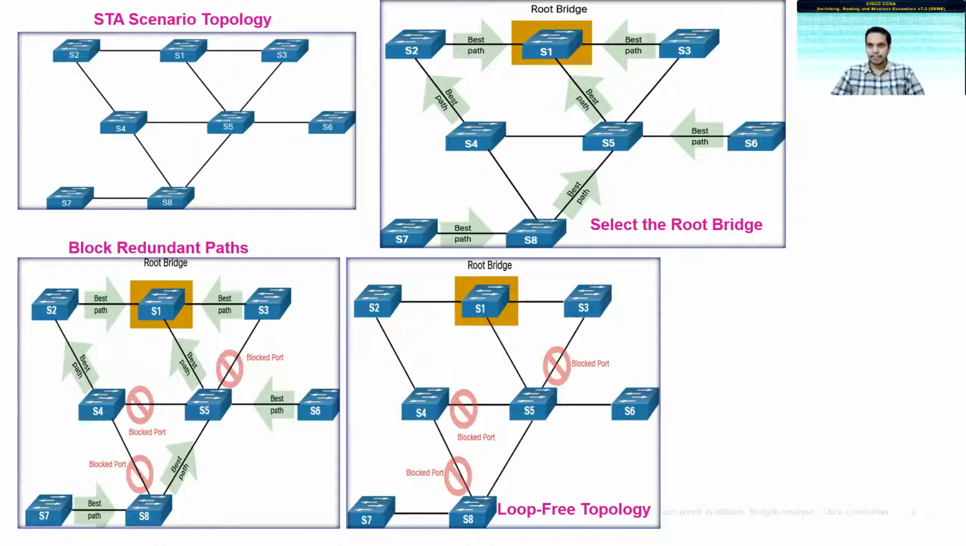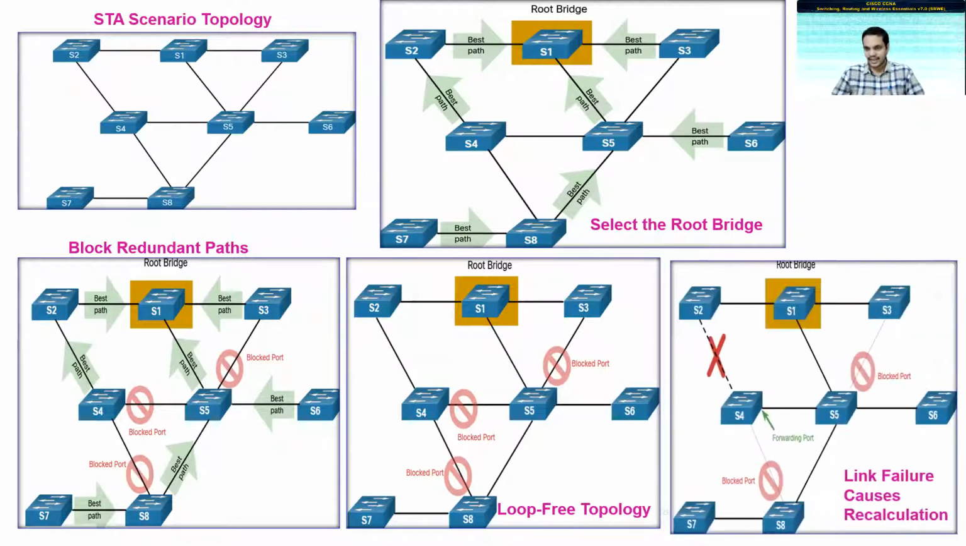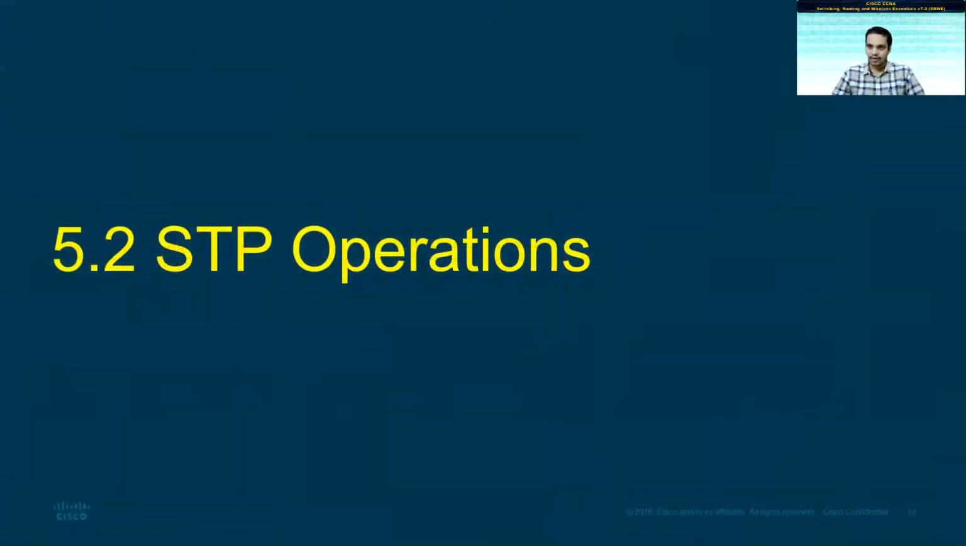Now, we implement redundancy to make sure that in case a link fails or a device fails, there is always an alternative path for the traffic to traverse the network. If a link failure happens, STP will act. You can see earlier this port of S4 is a blocked port. But since this link is now disabled, it will open this port and the traffic will be forwarded in this direction to S1. So this is how STP works. Let us see each and every one of these things in detail.